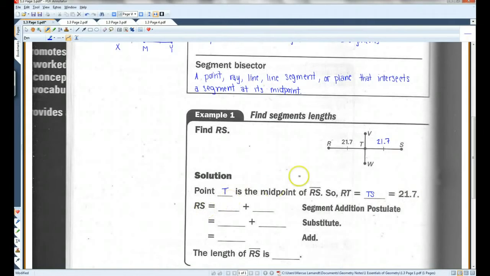Alright? Now, I know that RS is RT plus TS. Once again, that's the segment addition postulate. I'm going to substitute the values that I'm given in the diagram. And then I'm going to add 7 plus 7, that's 14. Carry the 1. That'll be 3. 43.4. Okay? So the length of RS is 43.4.